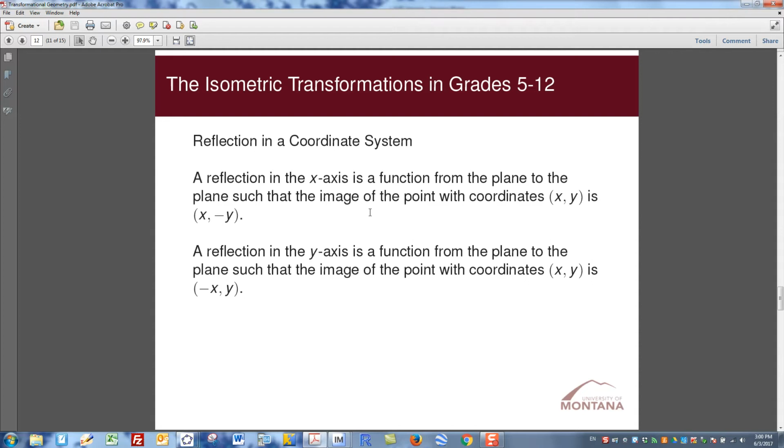One of the things we do a lot is explore this on a coordinate plane, and you might try this and convince yourself that reflection in the x-axis is a function from the plane to the plane, such that the image of the point with coordinates (x, y) is taken to (x, negative y). If we're reflecting in the y-axis, then we're going from the plane to the plane, such that the image of the point with coordinates (x, y) is reassigned to (negative x, y).